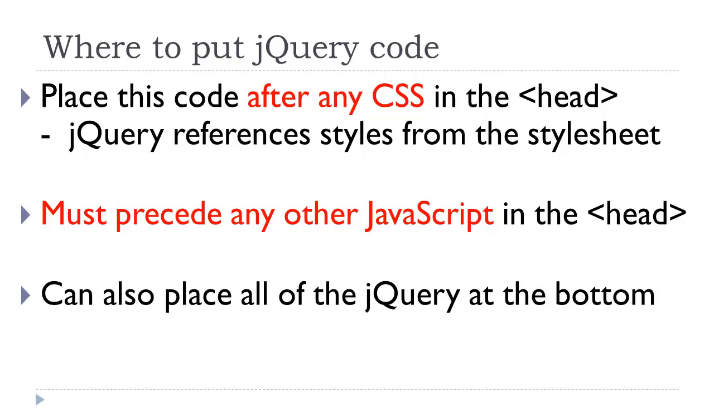All right, where is all this jQuery code placed? Because jQuery is heavily based on CSS and CSS selectors, you always want to make sure the CSS is the first thing in the head section underneath the title and the meta tags and everything else. Now, the reference to the library has to go in before any other JavaScript because the JavaScript is dependent on the library. Now, some developers may place all the code at the bottom, and that's fine.